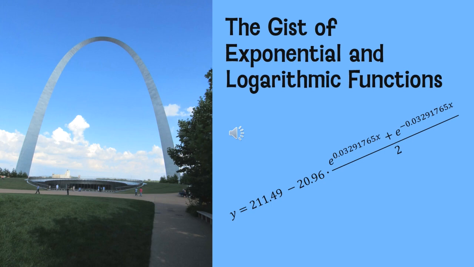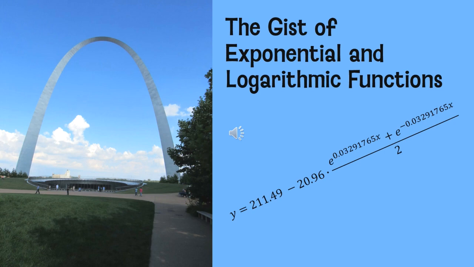Instead, the Gateway Arch in St. Louis is a type of curve called a hyperbolic cosine, and a hyperbolic cosine involves exponential functions. An exponential function is one in which the variable is in the exponent. And exponential functions model a lot of important things, including the Gateway Arch.